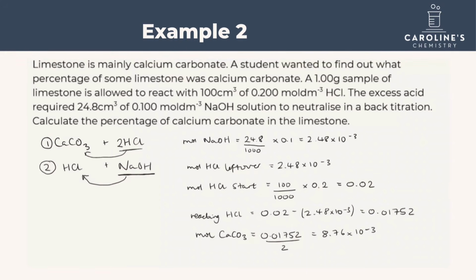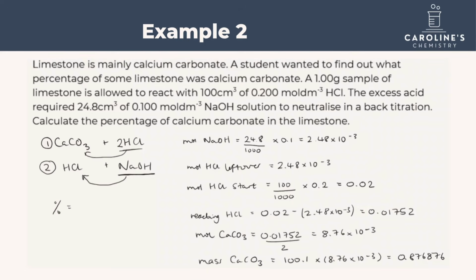But we're asked to calculate the percentage of calcium carbonate in the limestone. So I first now need to turn this into a mass. So mass of calcium carbonate, mass is equal to Mr times moles. The Mr of the calcium carbonate we can work out from the periodic table: 1 calcium, 1 carbon plus 3 oxygens is 100.1. Times that by the moles, 8.76 times 10 to the minus 3, and we get a mass of 0.876876. I'm going to keep that whole number because it's still not my final answer.